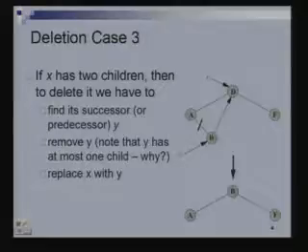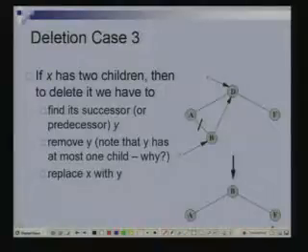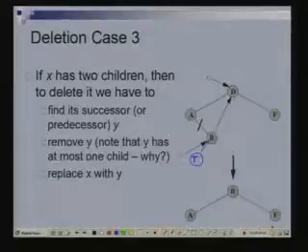At most one. It can have 1. B can have a left child. Nothing prevents B from having a left child, right? So, I could have a situation in which, let us say, we have something like this. But B does not have a right child, there is nothing here.